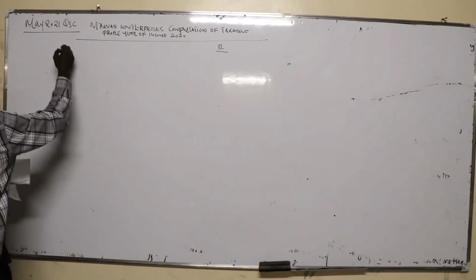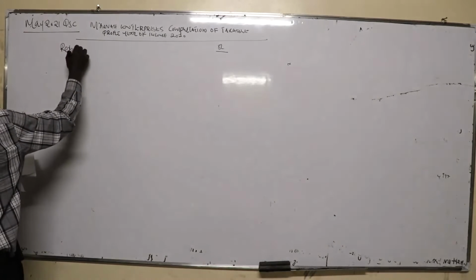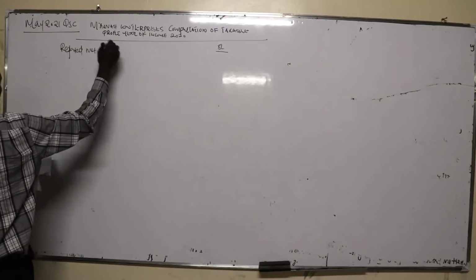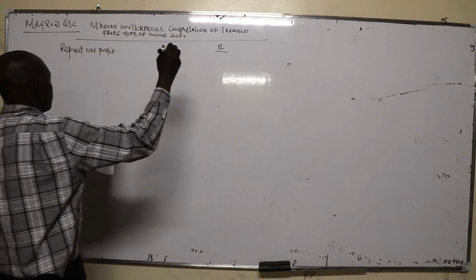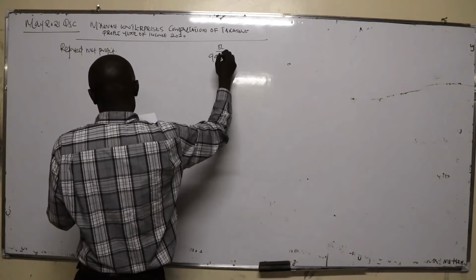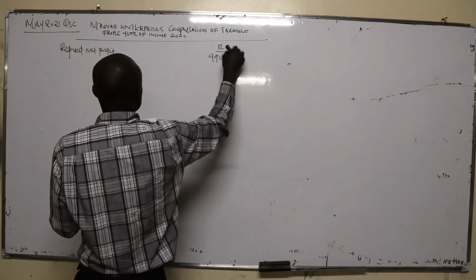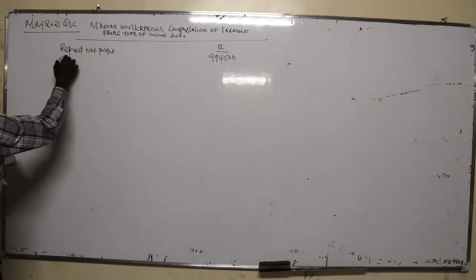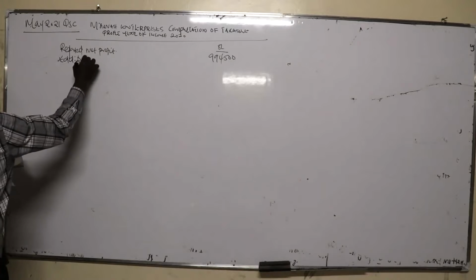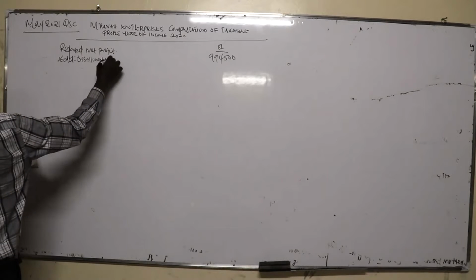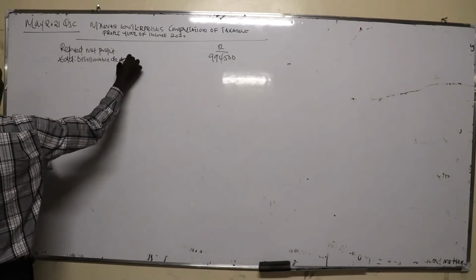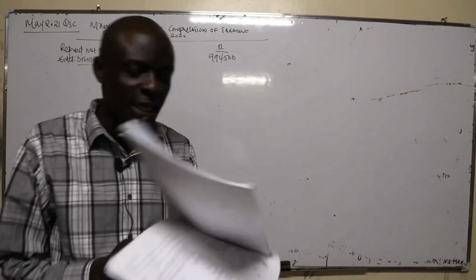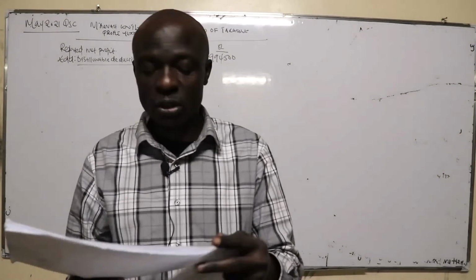So we start with the reported net profit. It can be profit or loss, irrespective. Just put the figure here, 994,500. If it is a loss, you put it in brackets to indicate that it's a loss. So the reported, and then you add back disallowable deductions. These are deductions that were deducted in arriving at the profits, but they're not supposed to be deducted.